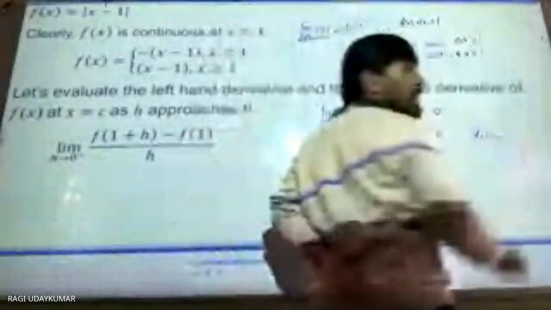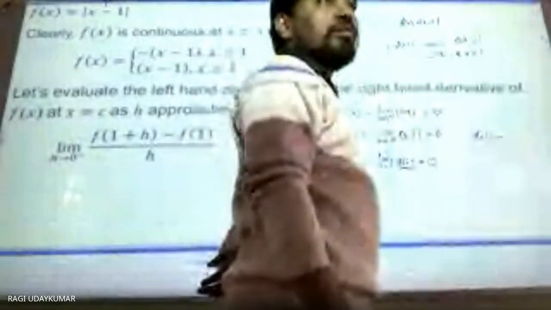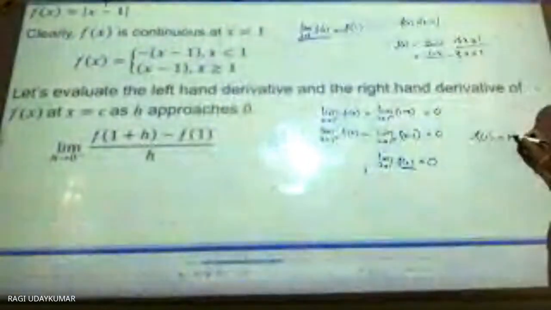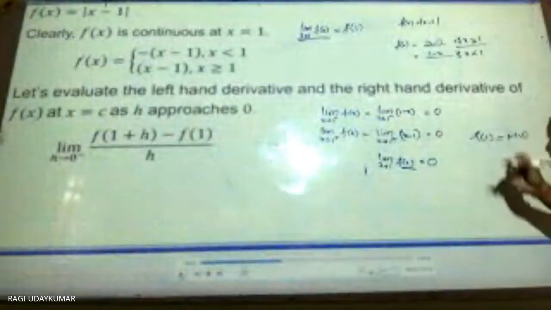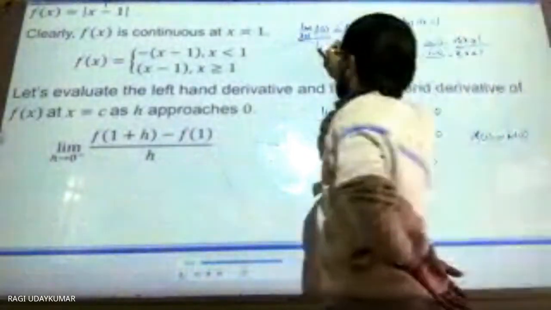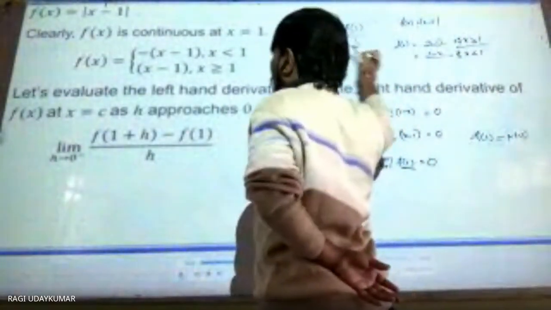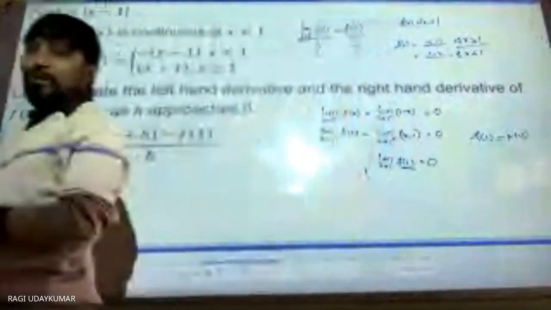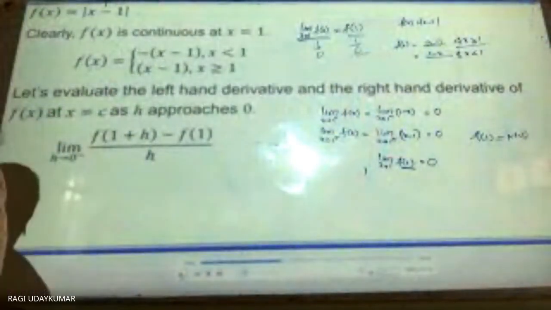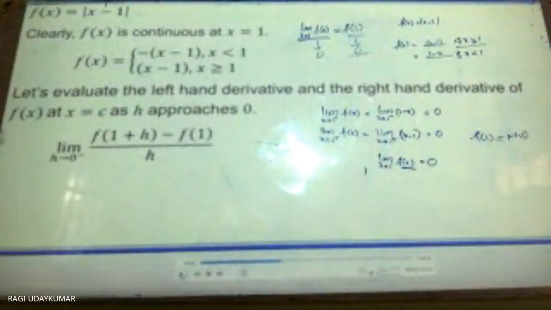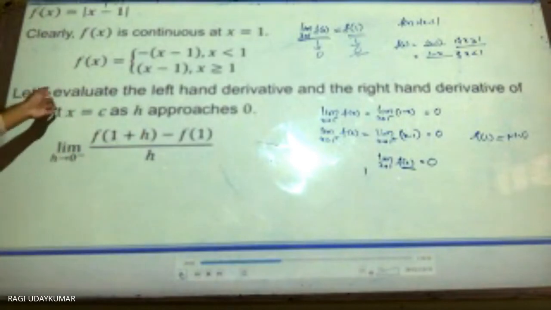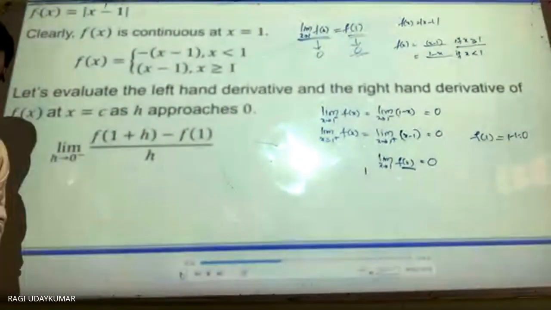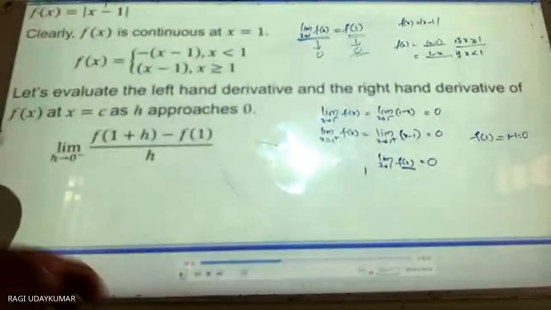What is the f of 1 value? F of 1 means we take x minus 1 only, so 1 minus 1, which is equal to 0. So this is 0 and this is also 0. Both are equal. Actually, you need to prove this, but it was already learned in 11th class only. That's why it is given to you directly. Clearly, we know that it is continuous.